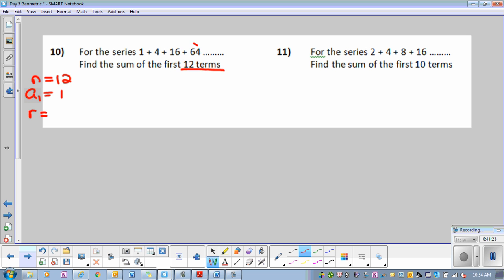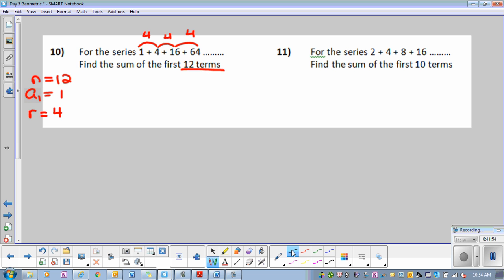So start from the back, divide it with the 1 in front. What's 64 divided by 16? And try another one, just in case. What's 16 divided by 4? 4. Good. And then 4 divided by 1? 4. So I know r equals 4. Yes?